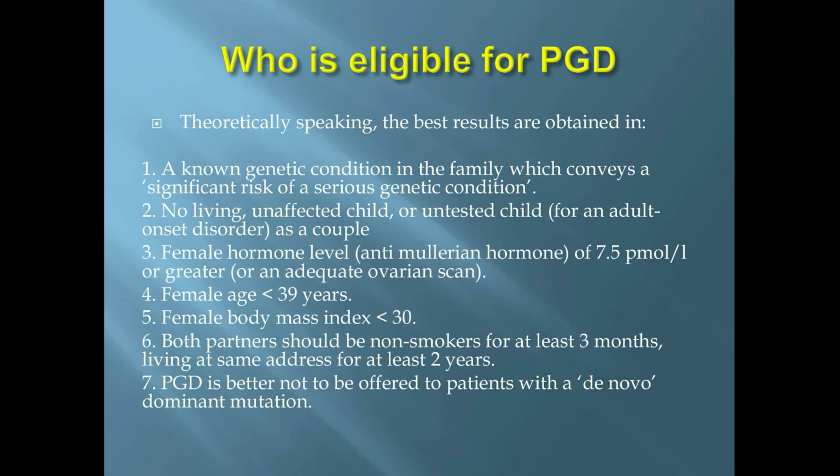Female hormone level, that's to say the anti-Müllerian hormone, of 7.5 picomole per liter or greater, or an adequate ovarian scan. Female age less than 39 years, female body mass index less than 30. Both partners should be non-smokers for at least 3 months, living at the same address for at least 2 years, and PGD is better not to be offered to patients with a de novo dominant mutation.